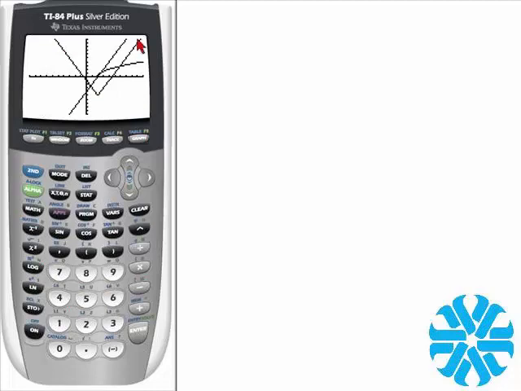As you can see, the use of the vars key is very handy and useful when graphing functions. This concludes the video on using the table when graphing two functions and the use of the vars key.